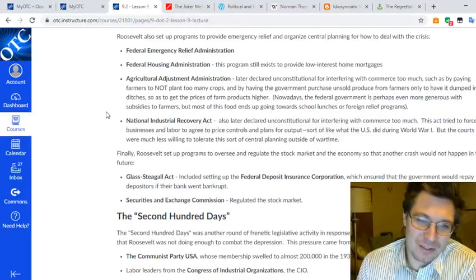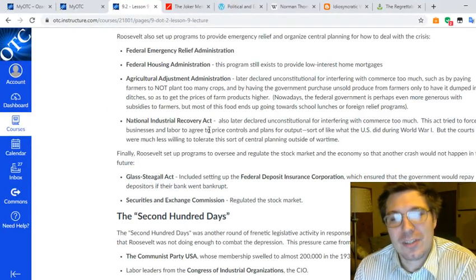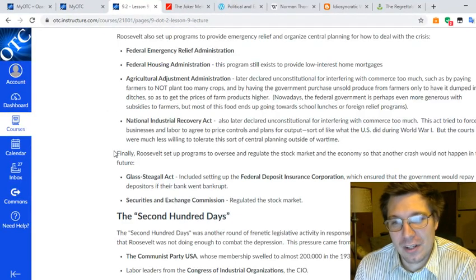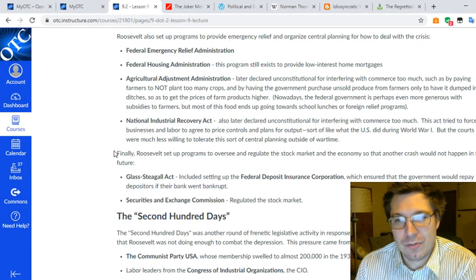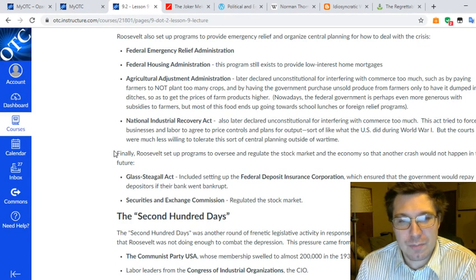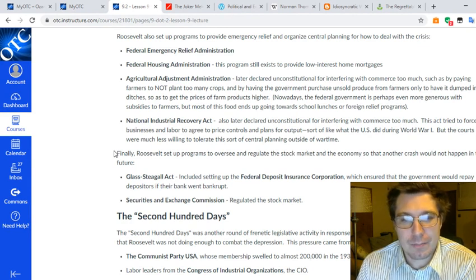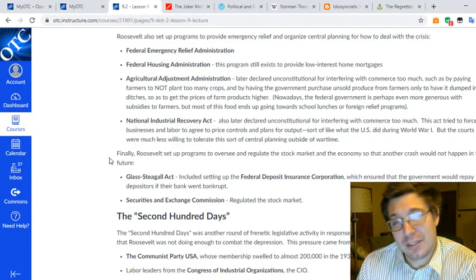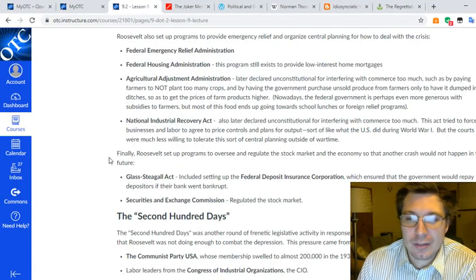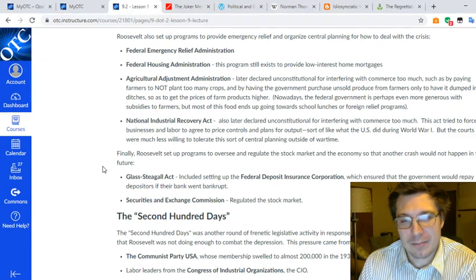And then the National Industrial Recovery Act. This was also declared unconstitutional for interfering with commerce too much. This act tried to force businesses and labor to agree to price controls and plans for output, sort of like what the U.S. did during World War I. But the courts were much less willing to tolerate this sort of central planning outside of wartime, interestingly enough.